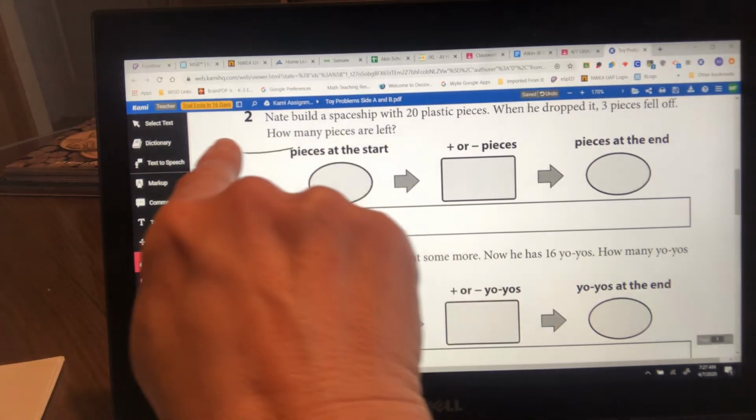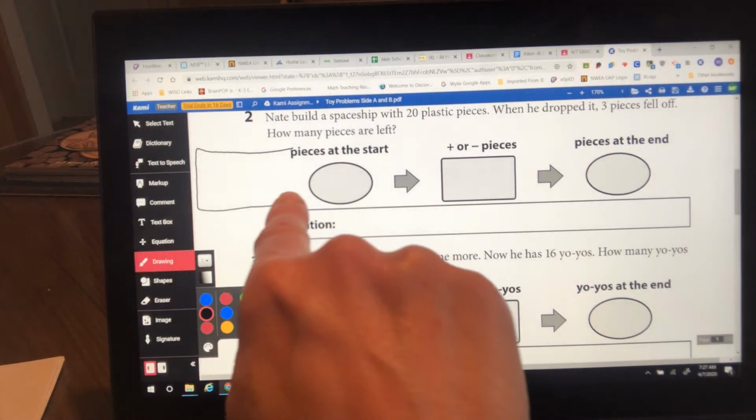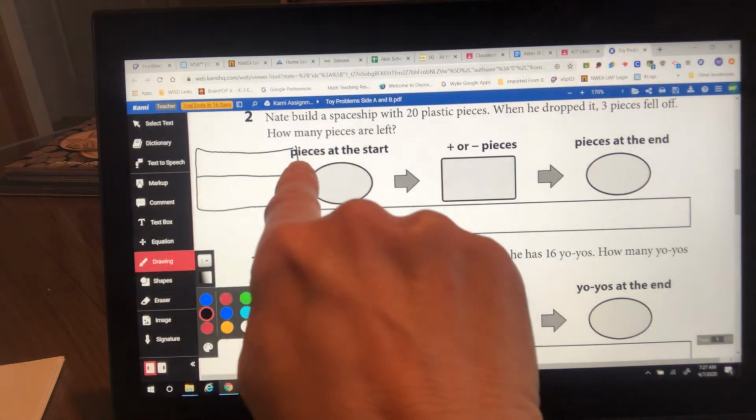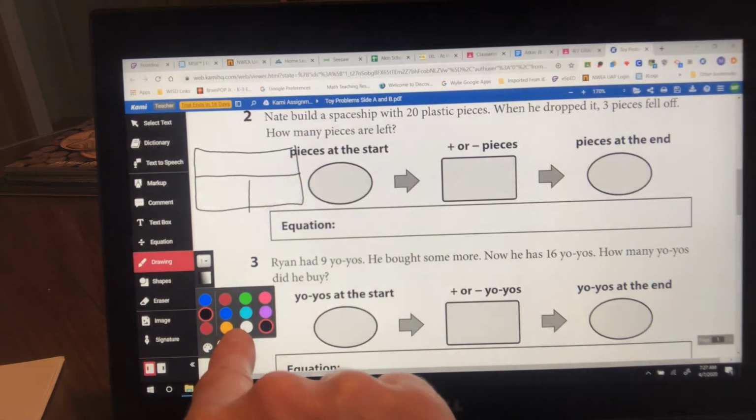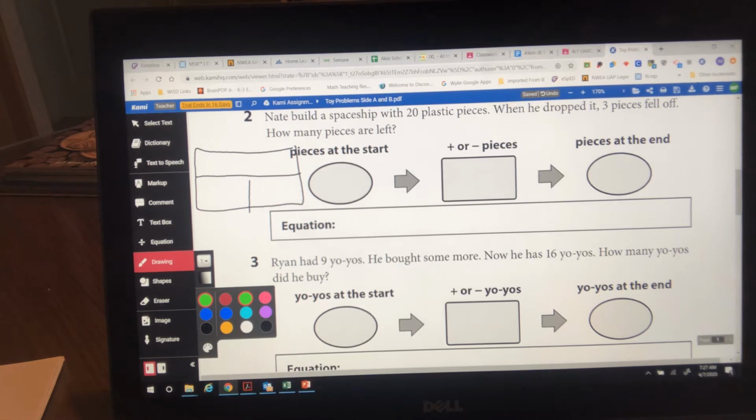Remember, moms and dads at home, if at any time this goes too fast, just pause the video. All right, let's use another color. I like the green. Nate built a spaceship with 20 plastic pieces. So I want you to see Nate, he's building a Lego spaceship. There's 20 pieces. When it dropped, though, 3 of the pieces fell off. How many pieces are left?